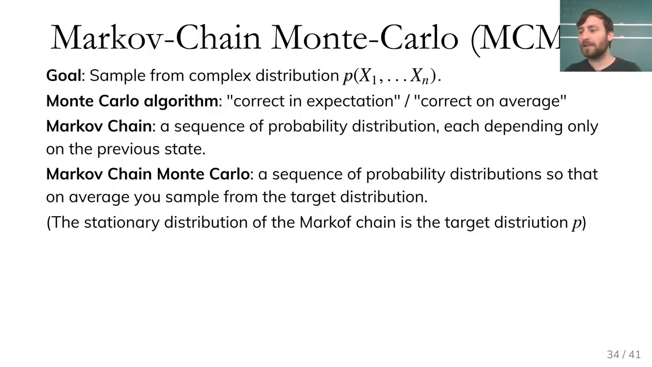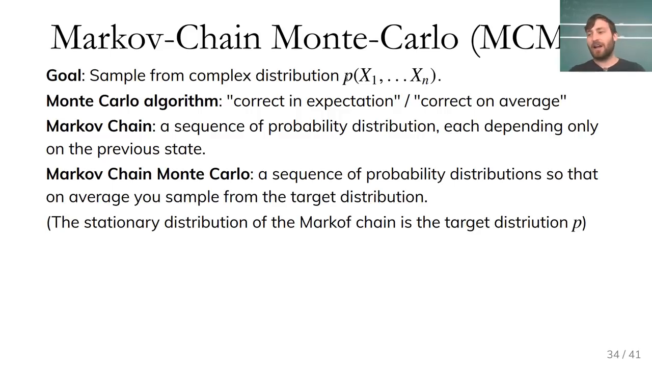A little bit more formally, we create a Markov chain. Wow, I misspelled Markov. That's really bad. We create a Markov chain so that the stationary distribution of the Markov chain is the target distribution. And then it also misspelled distribution. Wow. P.